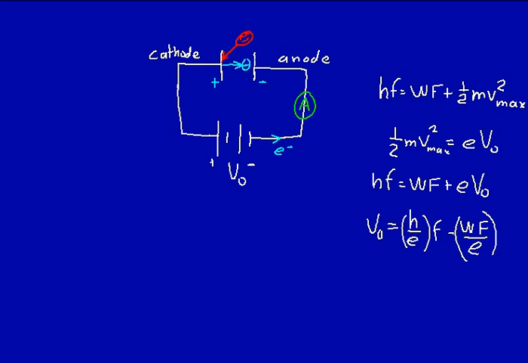Now that's a linear equation there. y equals mx plus b. V0 equals h over e, which is a constant, times the frequency, which is variable, minus the work function over e. So as the frequency increases, the voltage required to stop the flow of electrons, to stop the kinetic energy of the resultant electrons, changes as well.